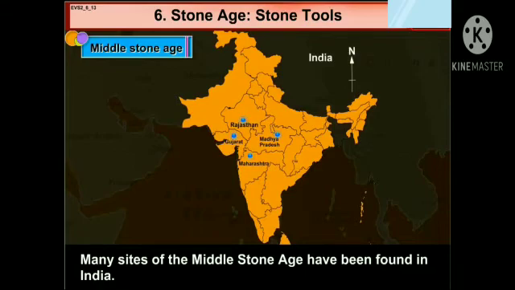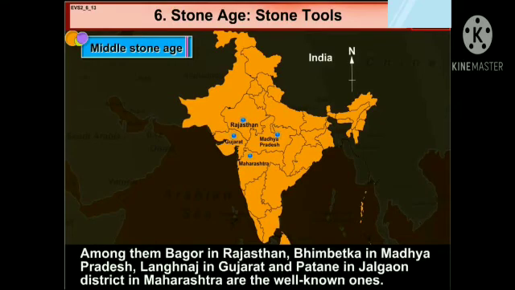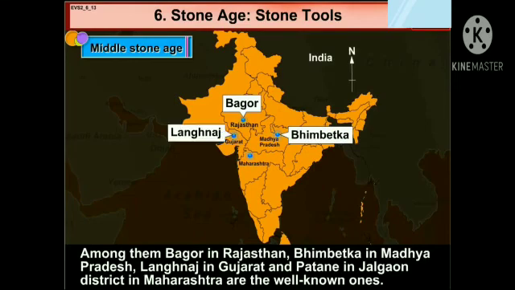Many sites of the Middle Stone Age have been found in India. Among them, Bagor in Rajasthan, Bhimbetka in Madhya Pradesh, Langhnaj in Gujarat, and Pattan in Jalgaon district in Maharashtra are the well-known ones.